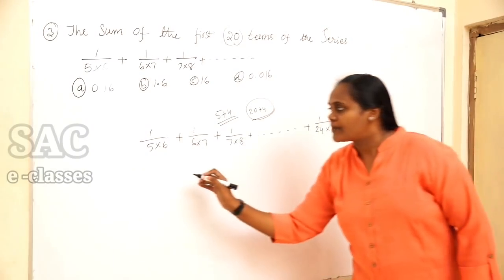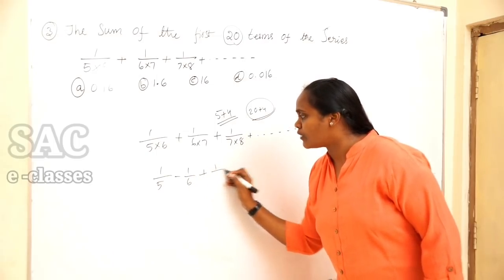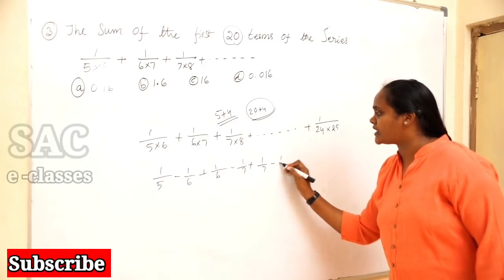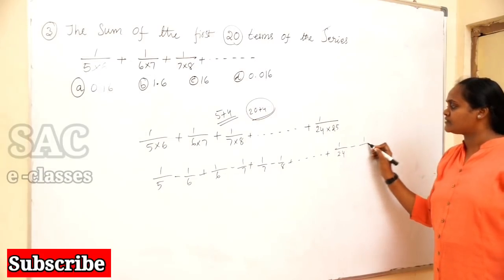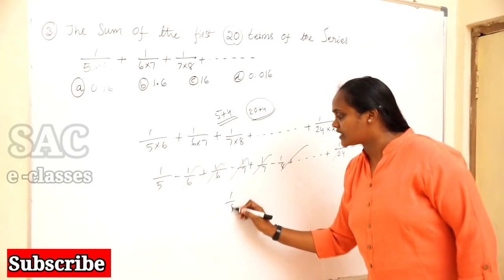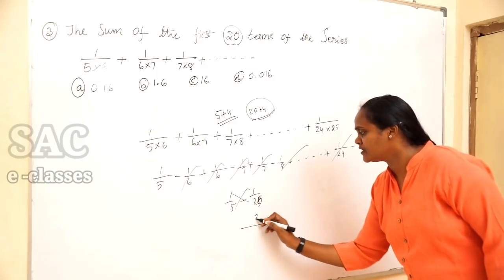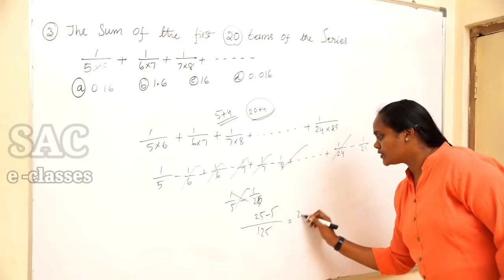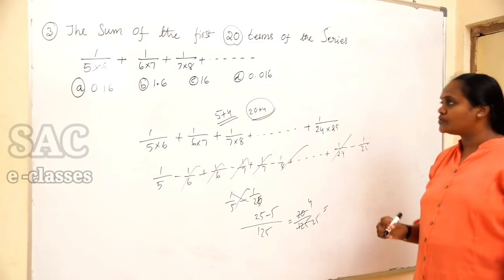Go for applying the method. You can write it as 1 by 5 minus 1 by 6 plus 1 by 6 minus 1 by 7 plus, can you split it, 1 by 7 minus 1 by 8 and so on, plus 1 by 24 minus 1 by 25. As we know, the first and last may be left, and the rest of it cancels. LCM you can do, or normal multiplication: 25 minus 5 by 5 into 25 is 125. 20 by 125, 4 times 25 times. Do the division.